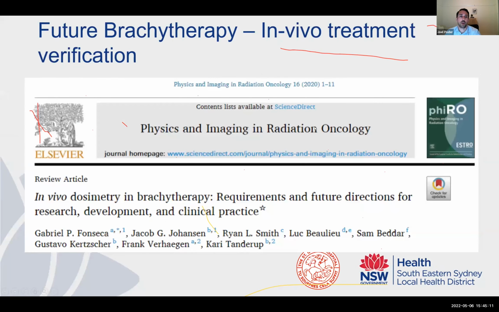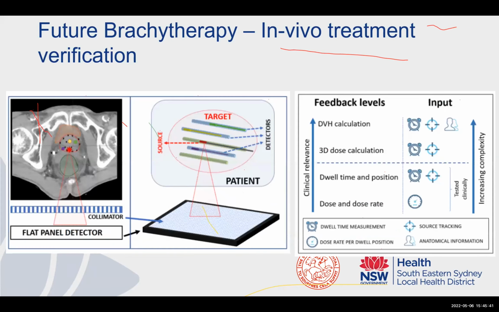And then another topic, which I'll close off on, which is the use of in vivo dosimetry or in vivo source tracking in the field of brachytherapy. So again, I'd like to point your attention towards this article that was published 2 years ago in the Journal of Physics and Imaging and Radiation Oncology. And this is a review article on the use of in vivo dosimetry in brachytherapy, and gives some directions and future requirements for implementation of this type of technique into brachytherapy.